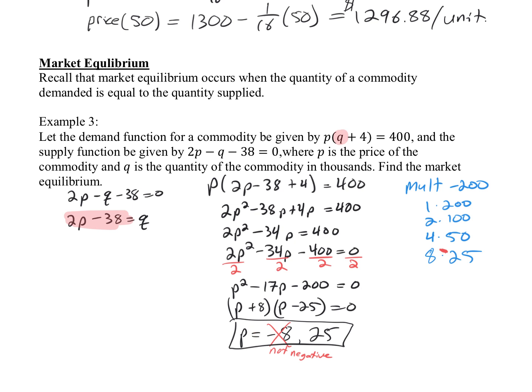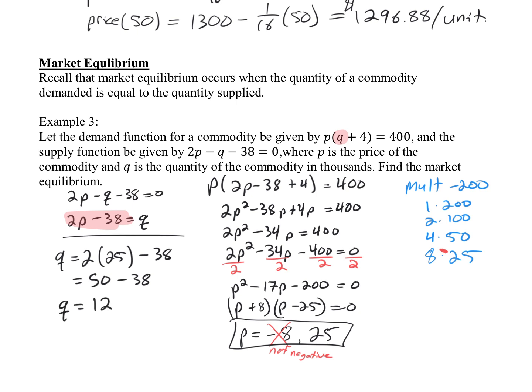So what we would like to do is plug 25 back into one of our equations to figure out what the quantity is. You're allowed technically to plug it into any equation, so maybe this equation, which would be kind of difficult. This equation is a little bit easier, but this equation, which we have already modified, would be the fastest method. So let's go ahead and do that. Q is equal to 2P minus 38. So then that's 50 minus 38, which ends up being 12. So we have Q is equal to 12.